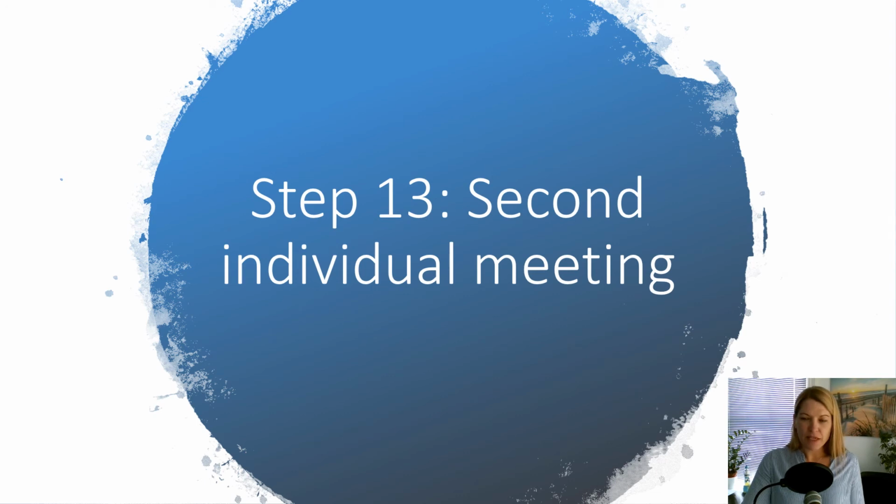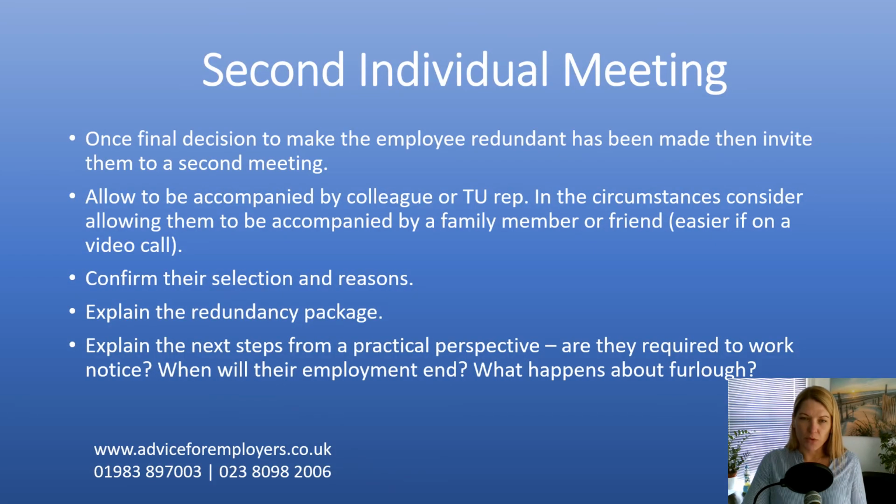Step 13 is the second individual meeting. So this is where you meet again with the employee who's been provisionally selected for redundancy, and you decide on the final decision in relation to their redundancy. So assuming nothing's changed after the first meeting and you've done your follow-ups, if there's no need for a further first meeting, if you like, then you'd have the second individual meeting, where this time you would confirm their selection and the reasons, and you'd explain to them the redundancy package and that their employment is going to be terminated by reason of redundancy.